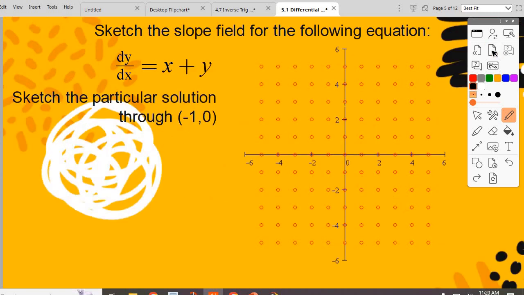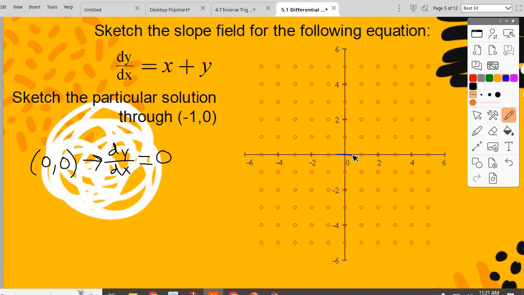Alright, continuing on, this time I have x plus y. So it's a little bit different because this time our slopes are going to be dependent upon x and y. So when we plug in points, we're going to have to look at what's happening there. So again, usually a good place to start is (0, 0), okay? So we have dy/dx equals 0 plus 0, which gives us 0. Now, we won't always get 0 at (0, 0), but it is common that when we do, we're going to get a horizontal line there.